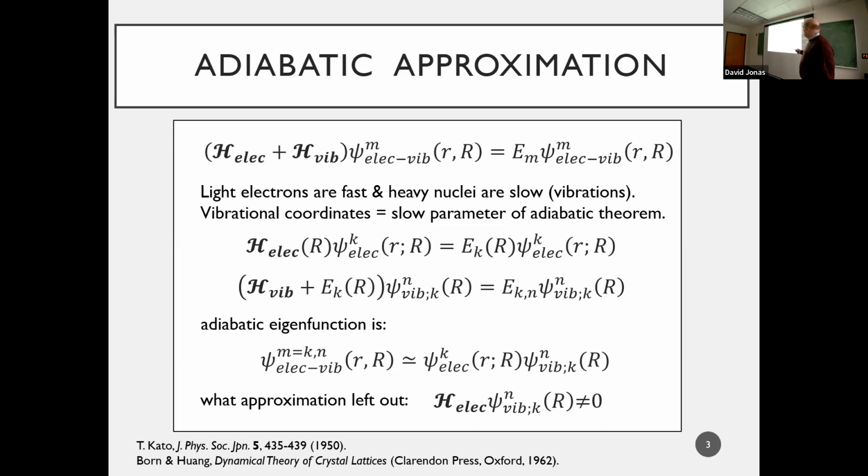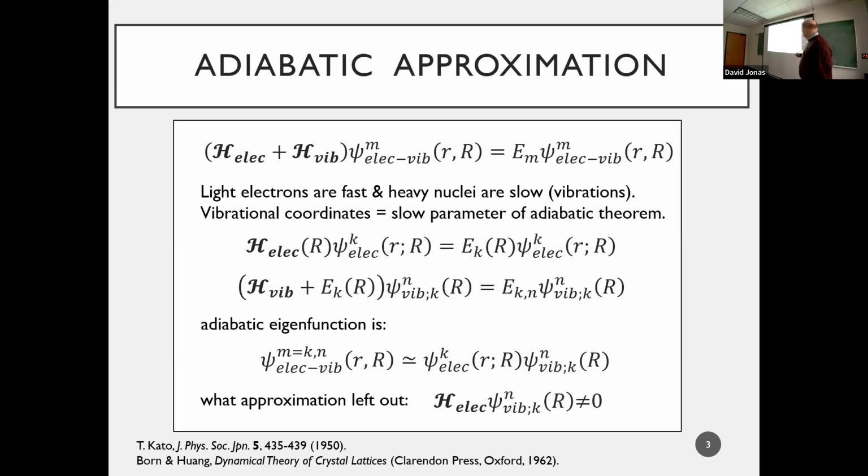If we do that, we fix the vibrational coordinates and solve the electronic Schrodinger equation at fixed vibrational coordinates to obtain electronic eigenvalues and electronic eigenfunctions. Then we use the set of electronic eigenvalues as a function of coordinates as a potential energy surface for the nuclei, and we put that in and solve for the vibrational energy levels. The adiabatic eigenfunction is a product of the electronic eigenfunction with its set of vibrational eigenfunctions.